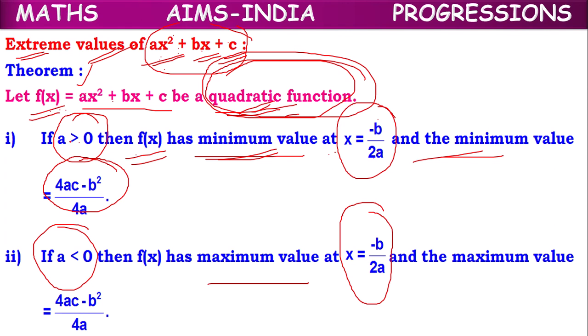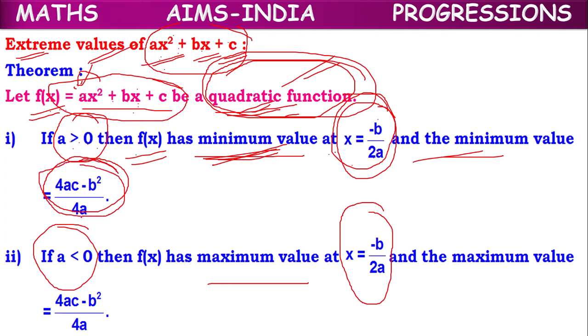Here a means the coefficient of x square. If a is greater than 0, the quadratic function will have a minimum value at x equal to minus b by 2a, meaning if we keep minus b by 2a in the place of x, this entire function will have the minimum value, and the minimum value formula is 4ac minus b square by 4a. At what value it will have the minimum means this one. What the minimum value is means this one.